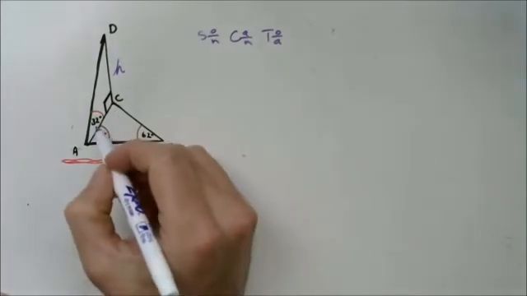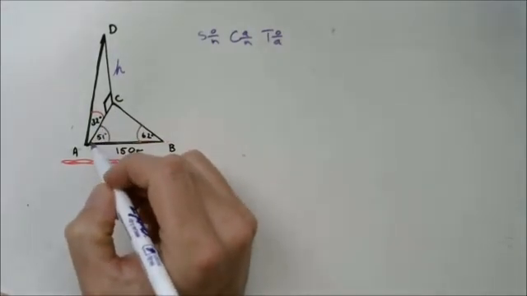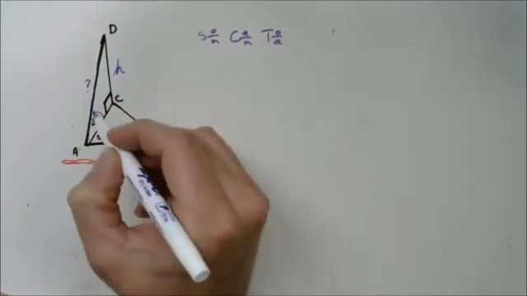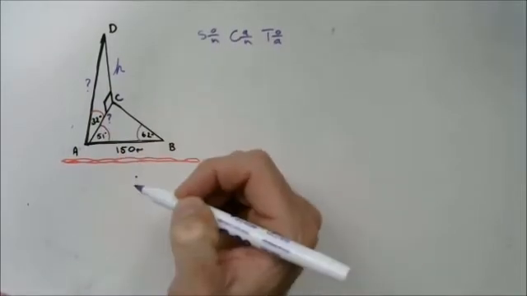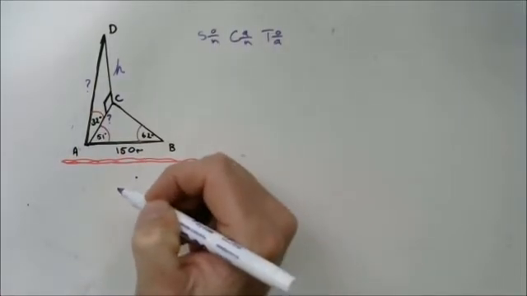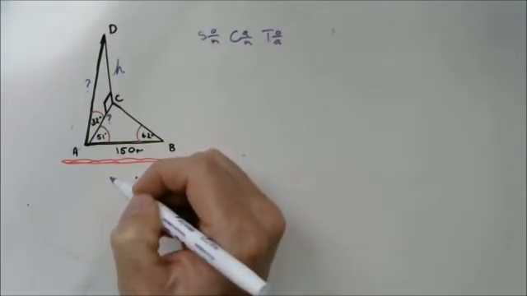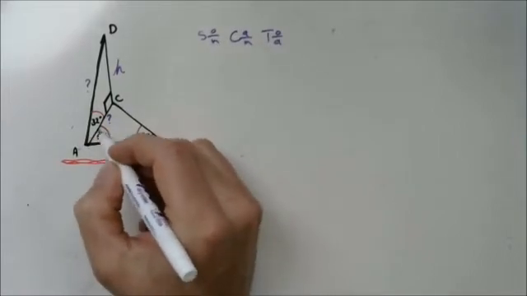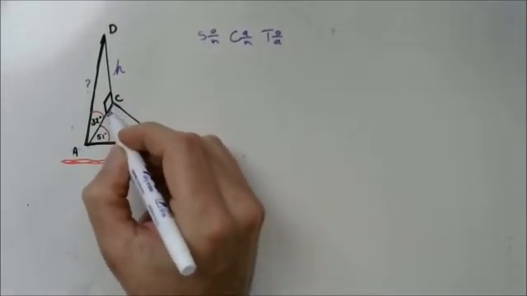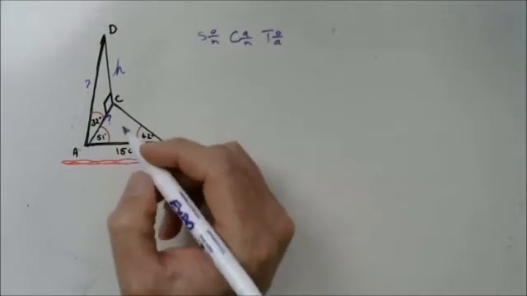Well, I have the angle, I just need one other side. So I need either this side length or this side length. Again, our strategy: look for a side length that is used by both triangles. Because AC here is used by both triangles, that's what we're going to be looking for first.